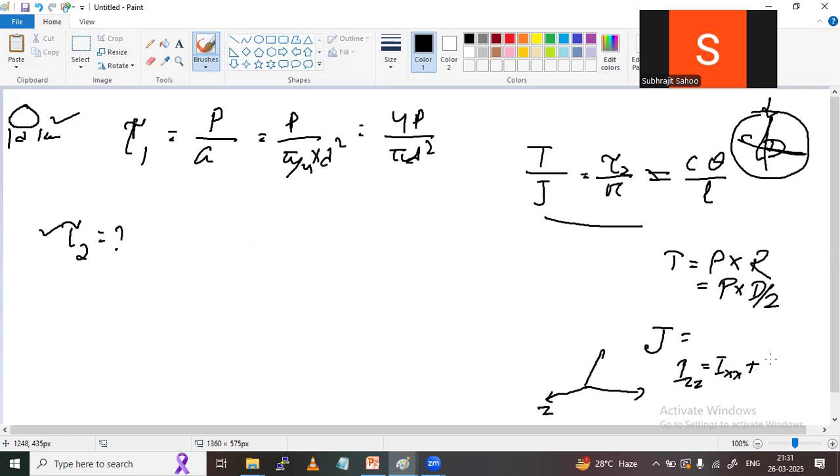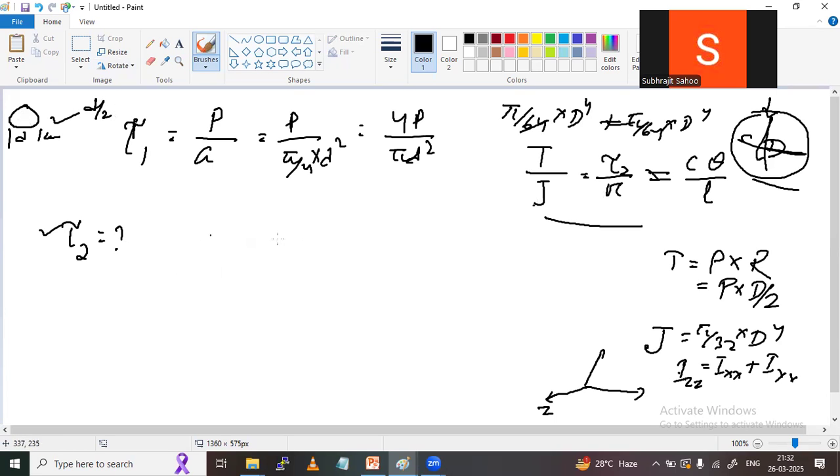IXX plus IYY. And you know, for the circular section, the moment of inertia about the x-axis is pi by 64 into d4, and along the y-axis also the same. And IZZ becomes pi by 64 d4 plus pi by 64 d4. That means 2 into, so 2 will be cancelled by 64, giving 32. So J, or IZZ, becomes pi by 32 into d4, the polar moment of inertia. And R, small r, this radius, is d by 2 also.